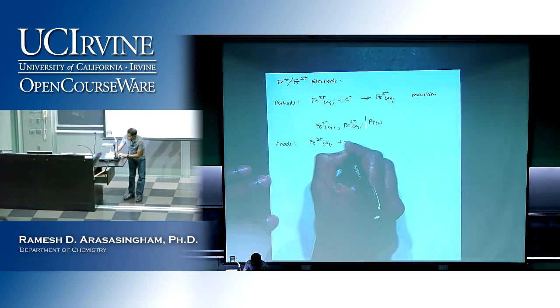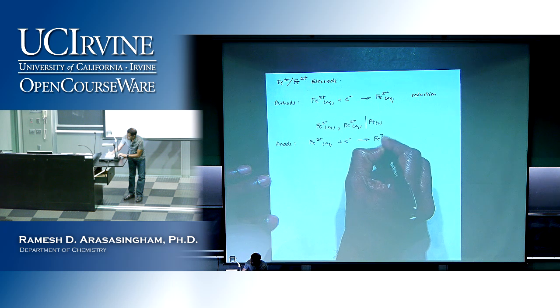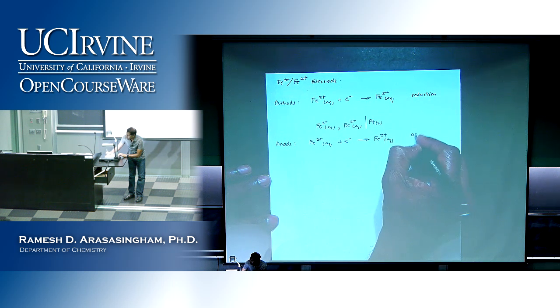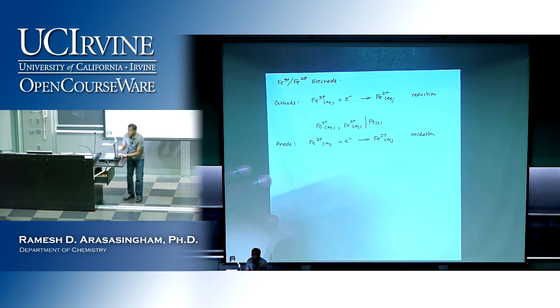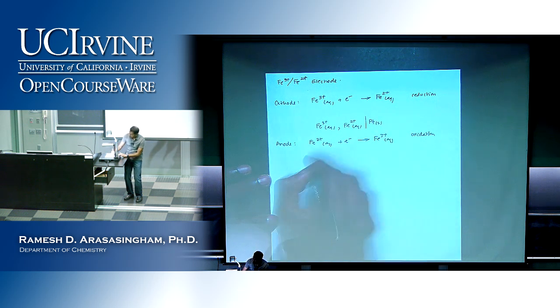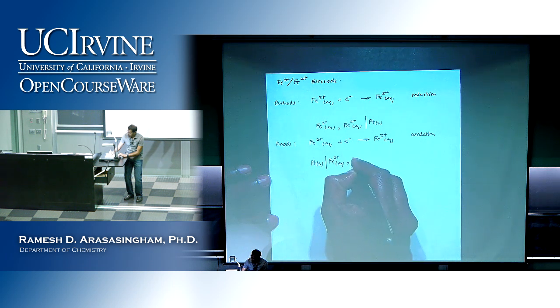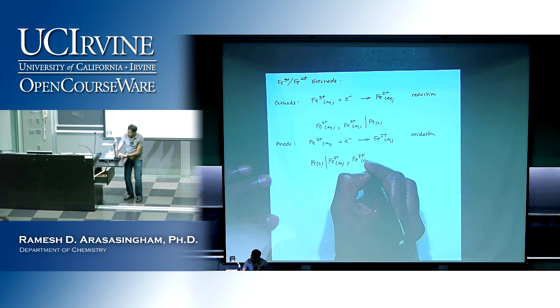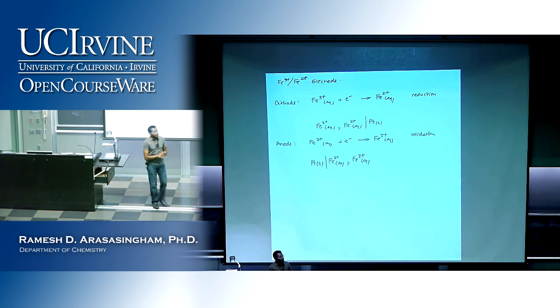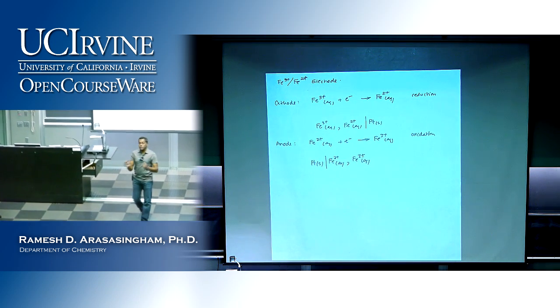aqueous plus an electron, giving me Fe3 plus aqueous. So this would be the oxidation. Now since it's the anode, we're going to start with the inert metal that delivers electrons, then my reactants, which would be Fe2 plus aqueous, comma, Fe3 plus aqueous. Did you guys get that? Because they're both in the same phase, now we use a comma.